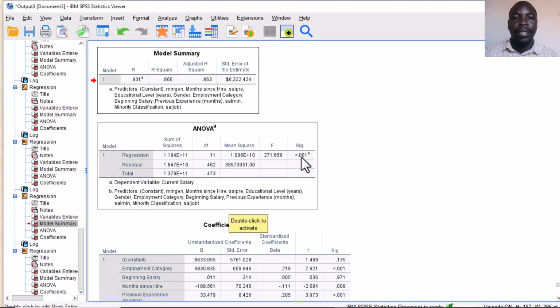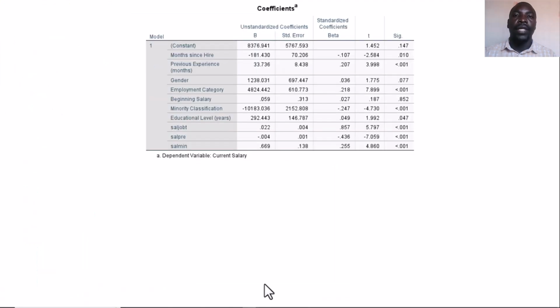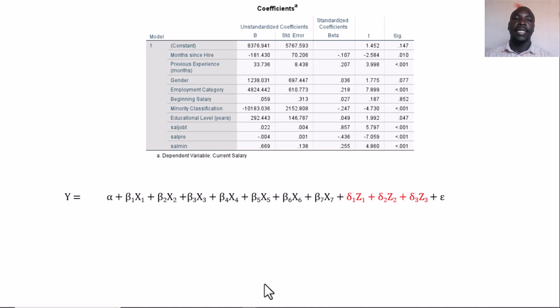The ANOVA table is statistically significant, indicating that these variables are related or associated to the outcome. Then we turn to the coefficients table, which has our basic variables and our interaction terms. These are the coefficients. These are our p-values. Within this table, if you were to write this mathematically, the equation is what you would have: Y equals alpha plus beta 1 up to beta 7. That is for our basic variables. Then we have sigma 1, indicating the coefficients corresponding to the interaction terms, then Z1 up to Z3, the 3 interaction terms, plus the error term.